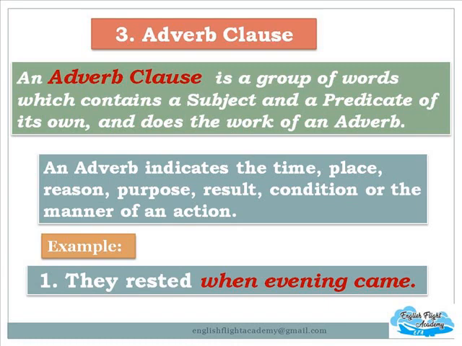What's an adverb clause? An adverb clause is a group of words which contains a subject and a predicate of its own and does the work of an adverb. An adverb, as you know, indicates the time, place, reason, purpose, result, condition, or the manner of an action. So the example is, they rested when evening came. So when evening came is an adverb clause.